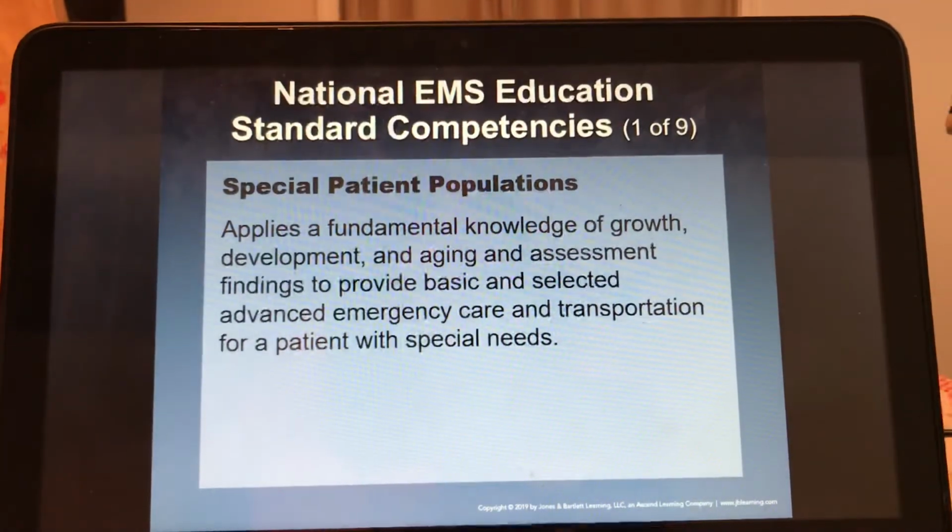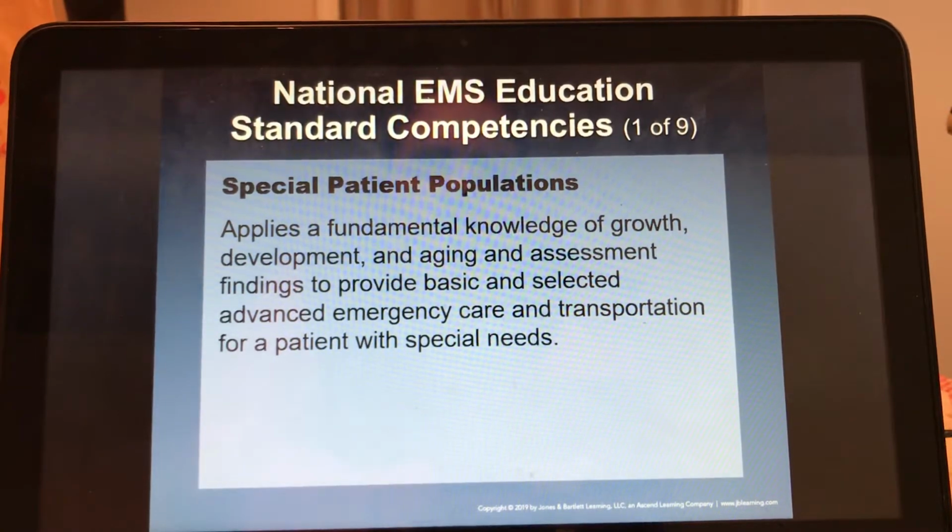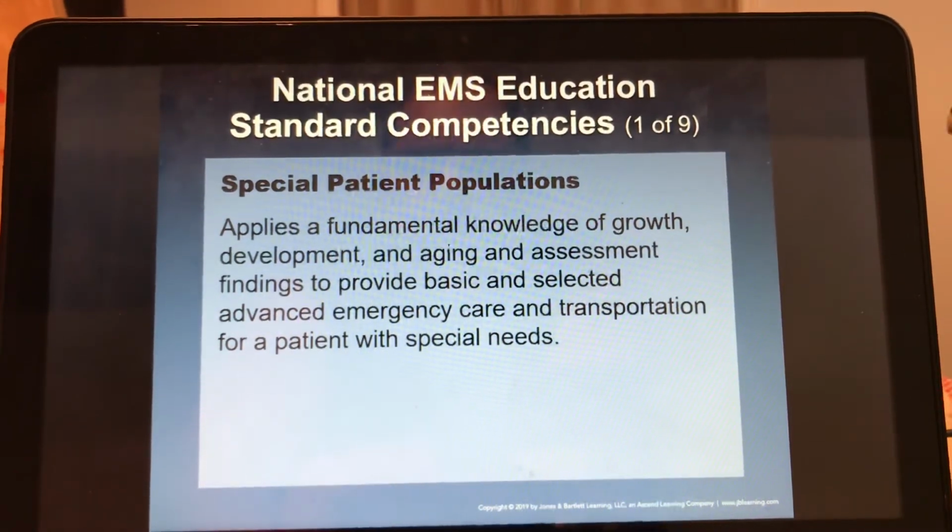All right, so this falls under the special patient population. I know that there's several portions of this special patient population. We've got pediatrics as well, geriatrics, bariatrics. We've also got special needs children and patients and things of that nature. So that's what we're going to be dealing with in this section.